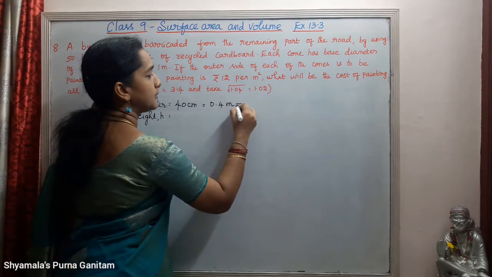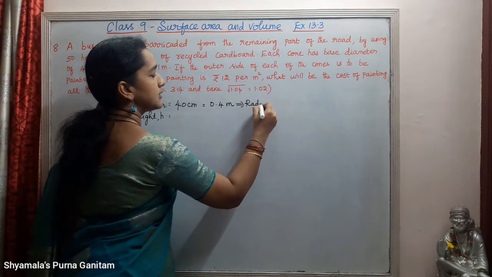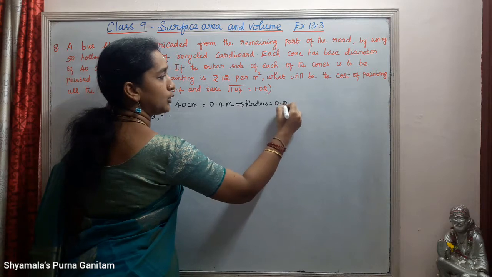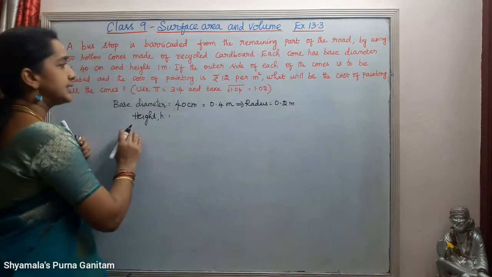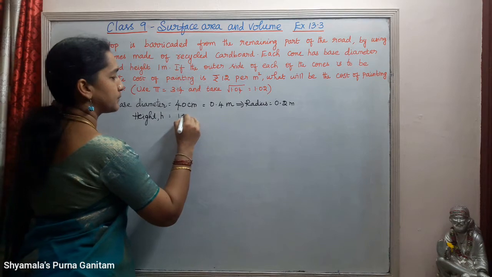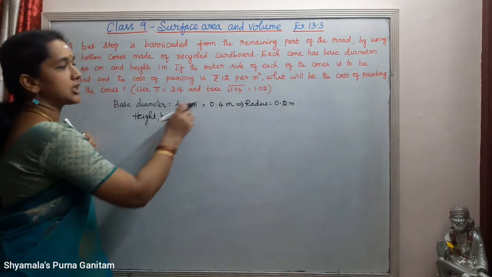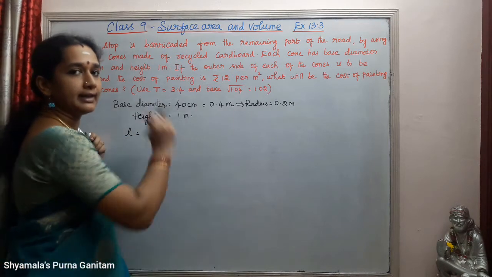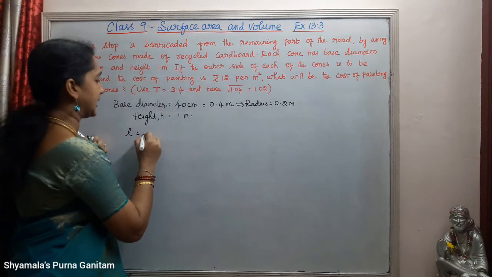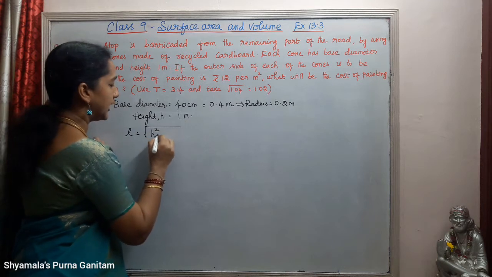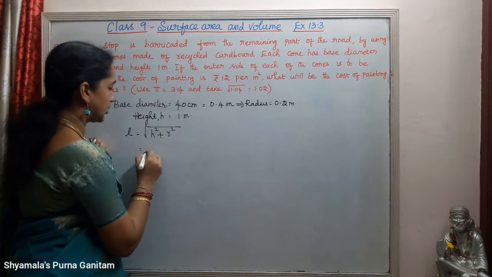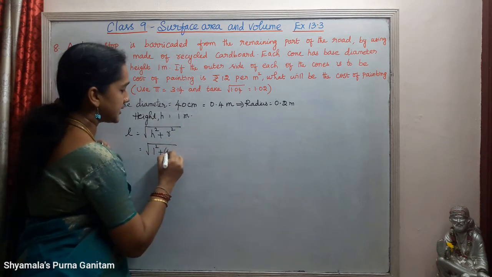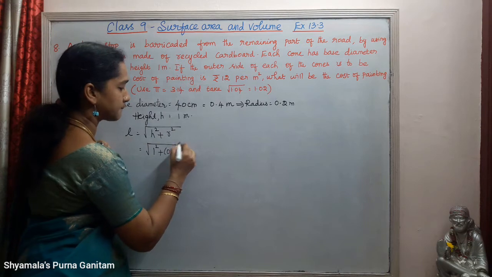So radius will be 0.4 by 2, that is 0.2 meter. So this is the radius. So height is 1 meter. So since h and r are given, we will find the slant height for finding the CSA of the cone. So slant height is equal to root of h squared plus r squared. So that is equal to height 1 squared plus r, 0.2, the whole squared.